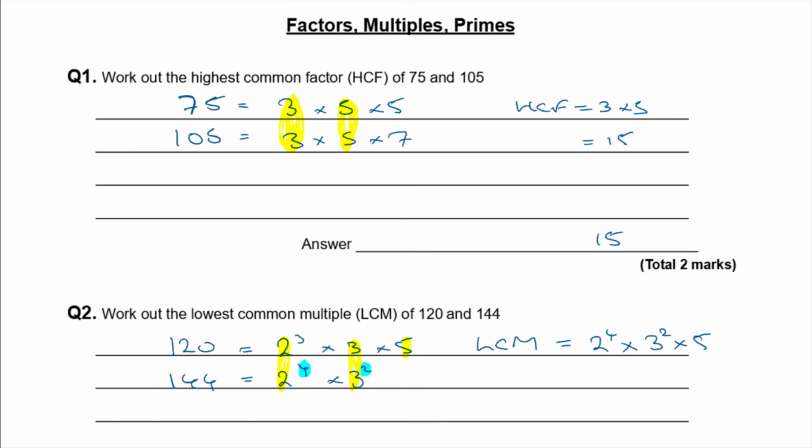Okay, so my LCM is going to be 2 to the 4 times 3 squared times 5. Now I know 2 to the 4 times 3 squared is 144, it's written here. So I'm just going to times that by 5, and it should give me the LCM of 720.